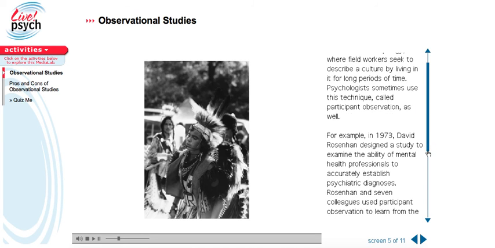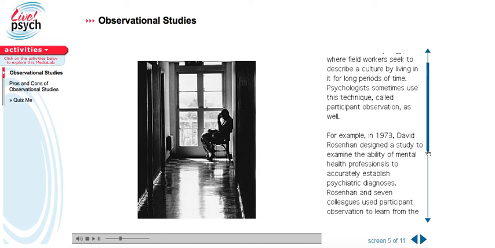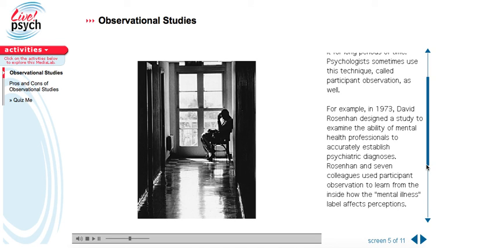Naturalistic observations are common in anthropology, where field workers seek to describe a culture by living in it for long periods of time. Psychologists sometimes use this technique, called participant observation, as well. For example, in 1973, David Rosenhan designed a study to examine the ability of mental health professionals to accurately establish psychiatric diagnoses. Rosenhan and 7 colleagues used participant observation to learn from the inside how the mental illness label affects perceptions.